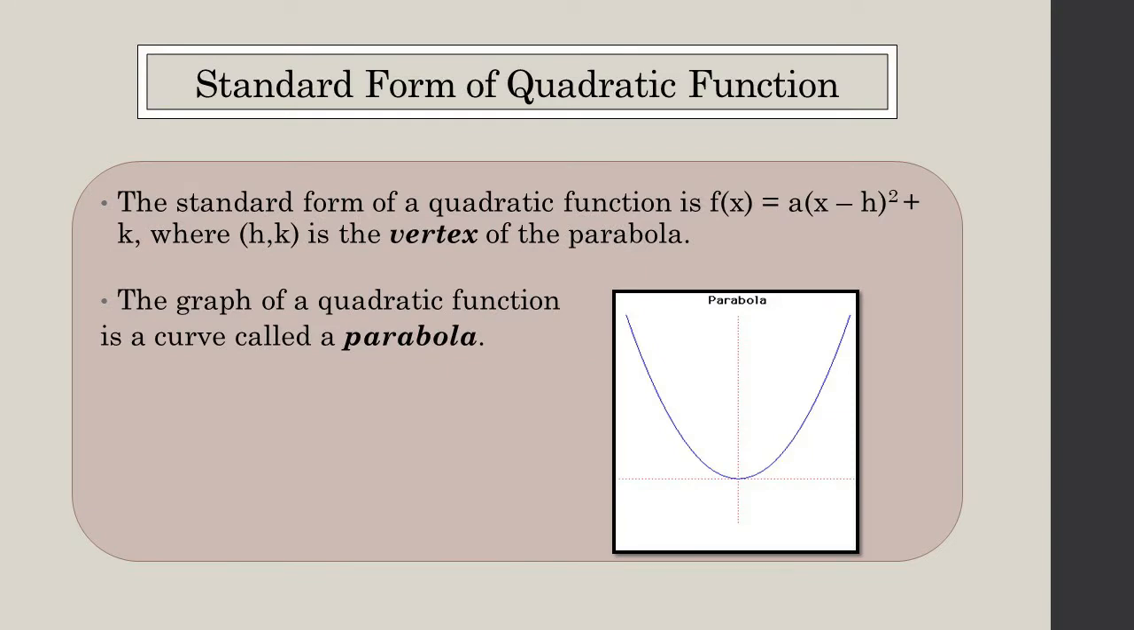So what is the standard form of a quadratic function? So the standard form of a quadratic function is given by f of x is equal to a times the square quantity of x minus h plus k, where h and k is the vertex of the parabola. So the graph of a quadratic function is a curve called parabola. So we have here an example of a parabola.